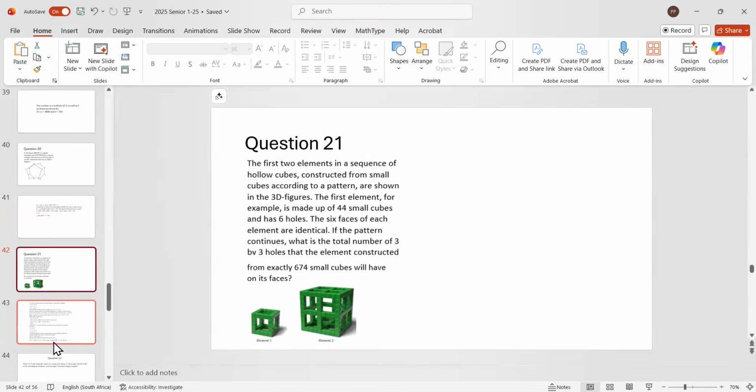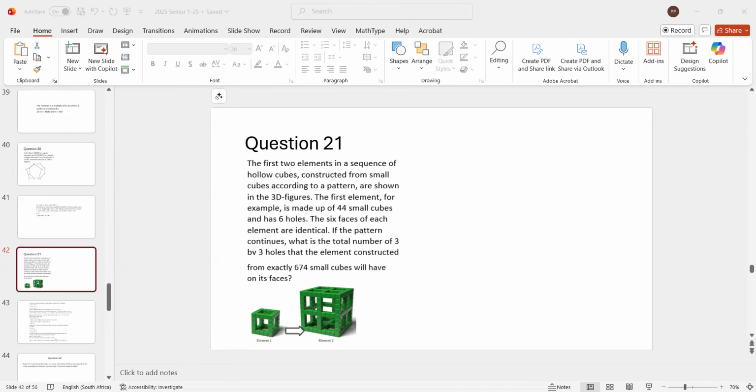It's problem number 21. Problem 21, I found this to be a rather difficult problem. You see, the first 2 elements in a sequence of hollow cubes. Now, you've got the diagrams of two cubes here. This is a cube. It's hollow. All the stuff has been taken out from the inside, but you've also got holes on the sides.